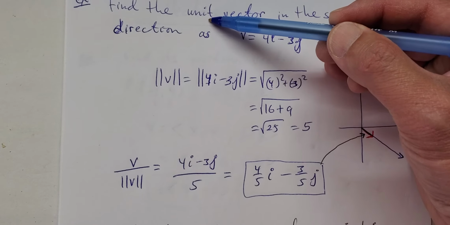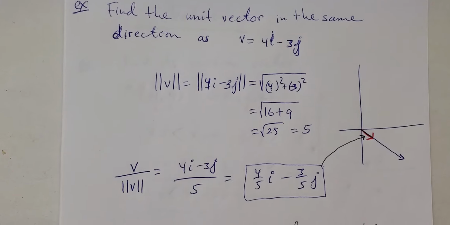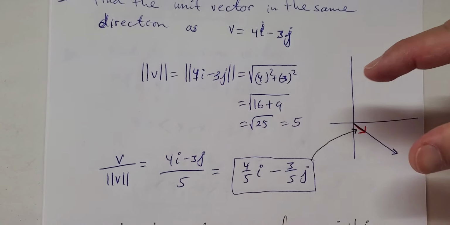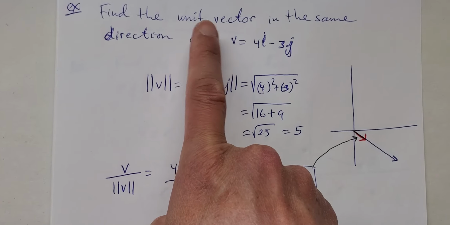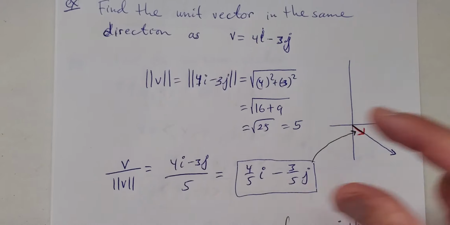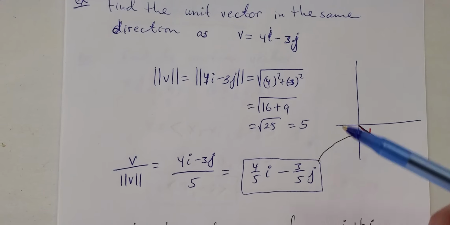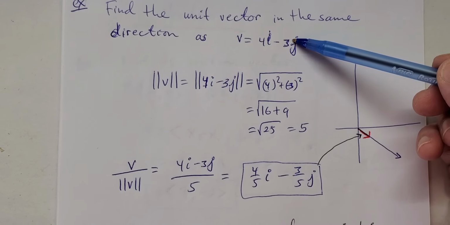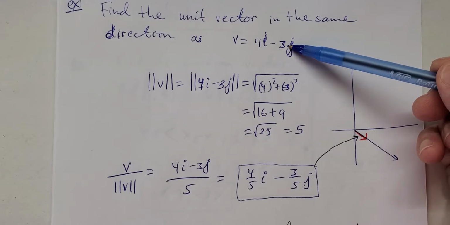What is unit? The word unit means 1. So this vector is shrunk down to 1, or better, we call it a unit vector. First thing we need to do is find the length or magnitude of this vector.